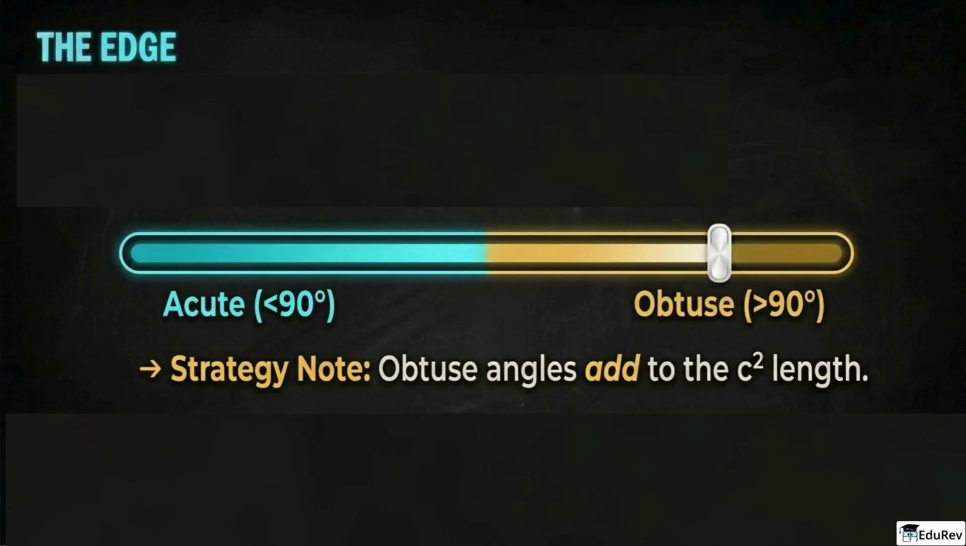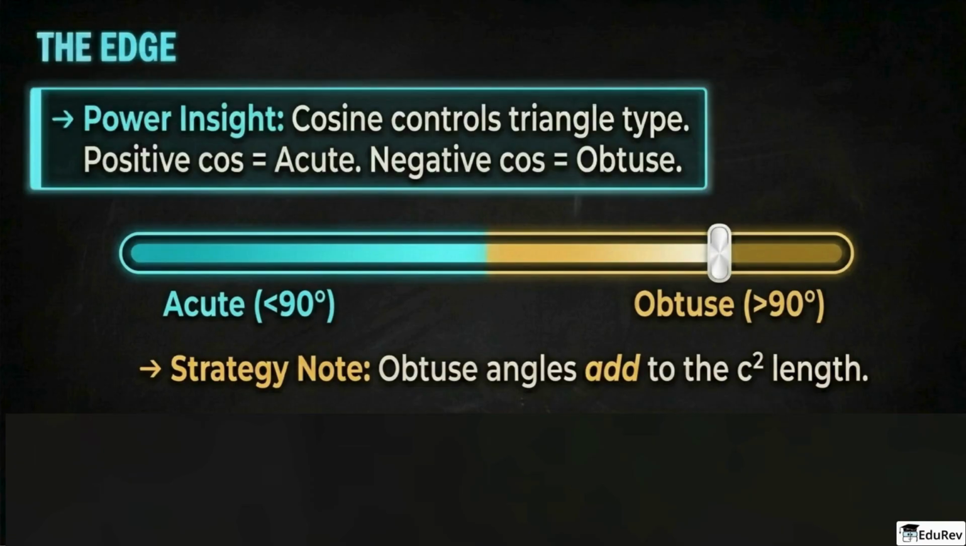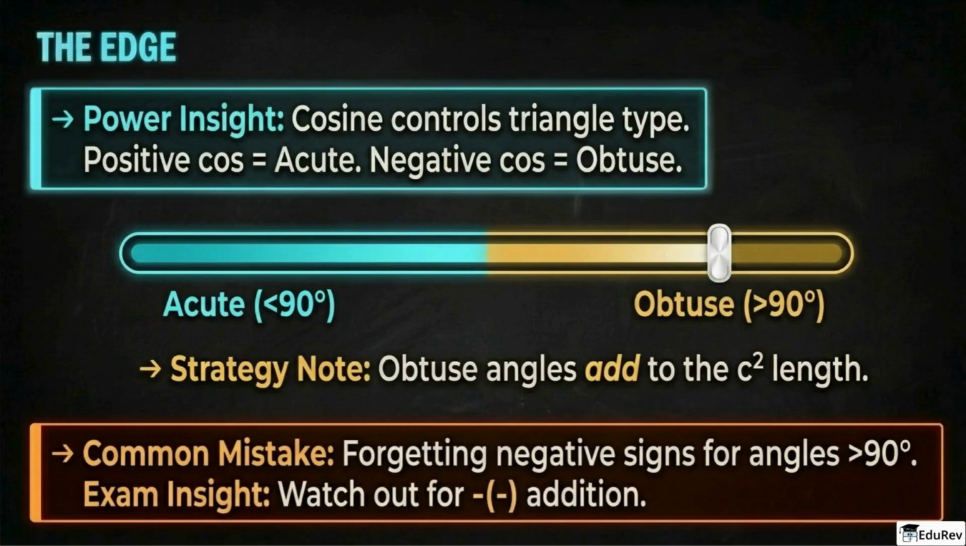This slide gives one of the most important conceptual cues in cosine geometry. Cosine tells you the triangle type. Positive cosine means an acute angle, while negative cosine means an obtuse angle. That means the sign is not just a number, it is information about the shape itself. The common mistake is forgetting that obtuse angles bring in a negative cosine, which changes the algebra in a very specific way. If you remember that, you avoid one of the easiest traps in the topic.